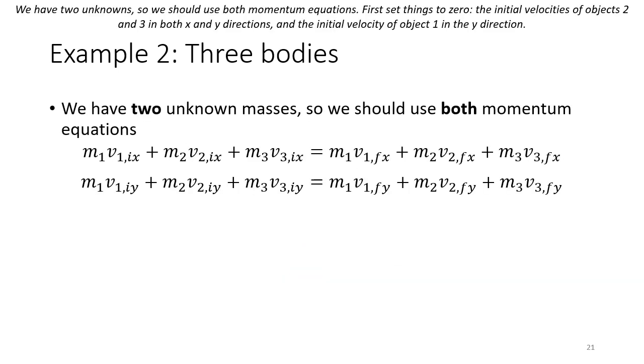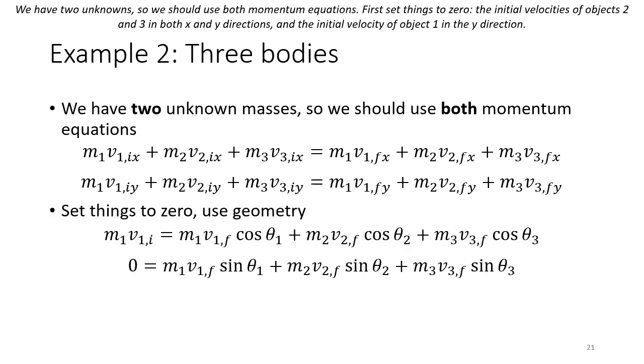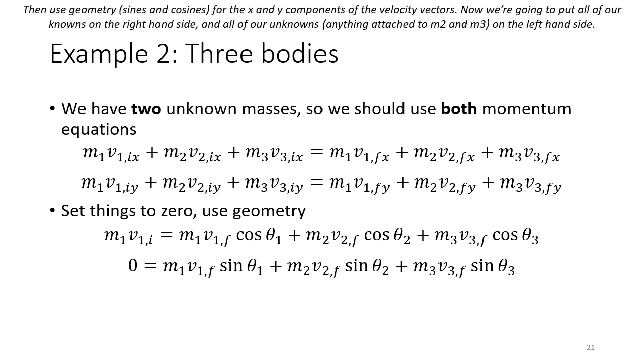We have two unknowns, so we should use both momentum equations. First, set things to 0: the initial velocities of objects 2 and 3 in both x and y directions, and the initial velocity of object 1 in the y direction. Then use geometry, sines and cosines, for the x and y components of the velocity vectors.